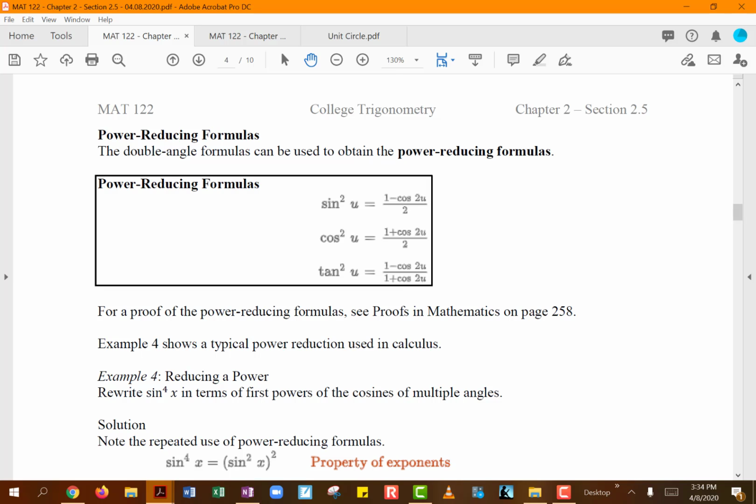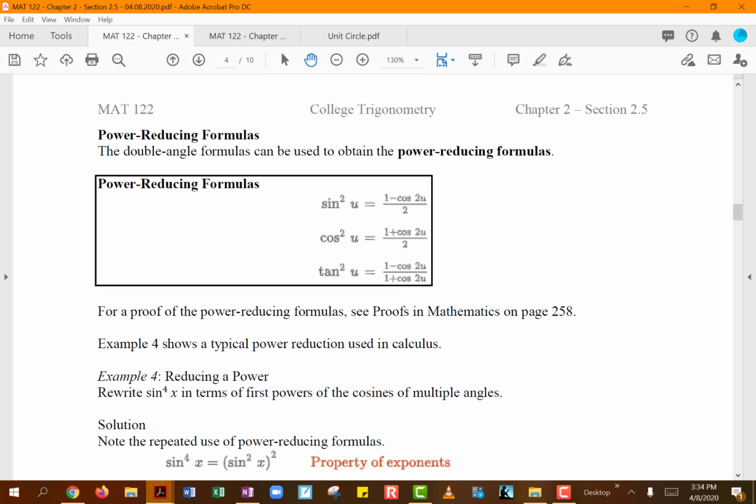And again, you're actually using the double angle formulas to come up with these power reducing formulas. But now we have sine squared of u. Since this is to the second power, we are now breaking it down into just first degree functions. So sine squared of u, you of course get 1 minus cosine of 2u divided by 2. Cosine squared of u will become 1 plus cosine of 2u over 2.